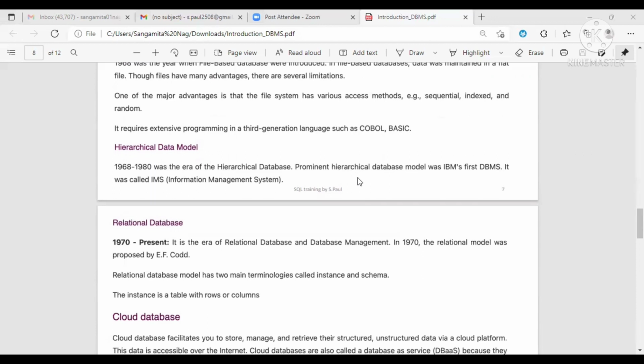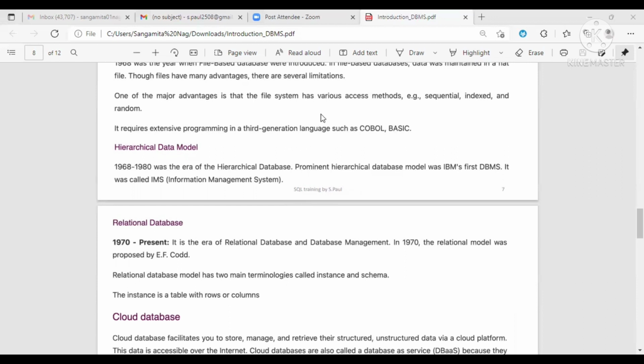This was first designed by IBM, and they called it the Information Management System. They had a hierarchy format. For example, I'm taking an example of a school. We have a school, and the school can have up to 12 classes. Each class will have 30 students. Each class will have 3 sections: section A, section B, section C. So you see how the hierarchy is built: one school, 12 classes, 3 sections.